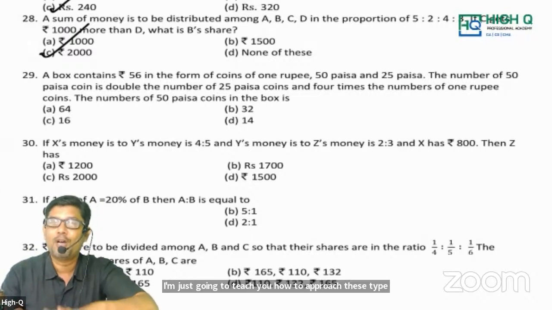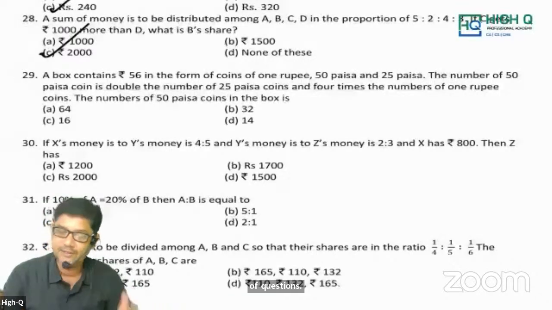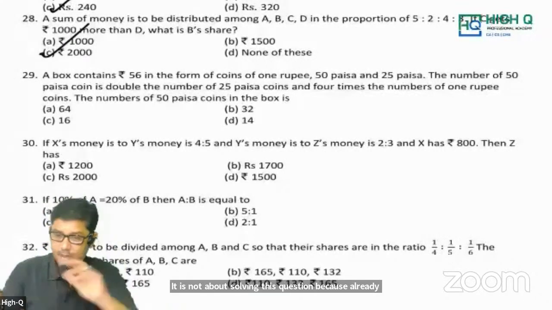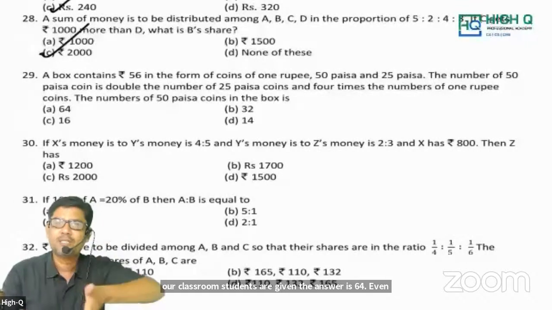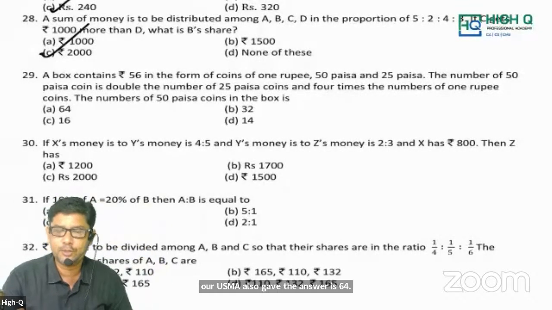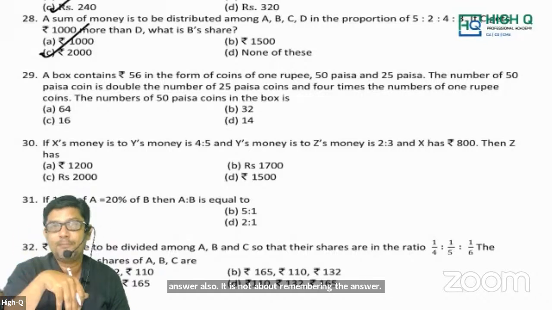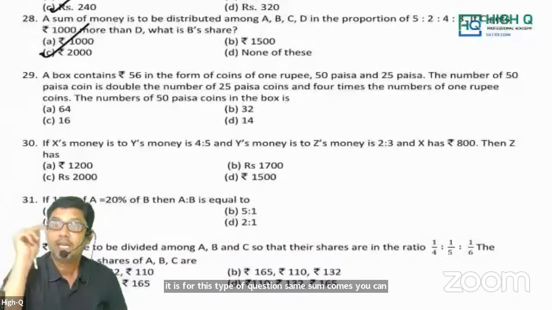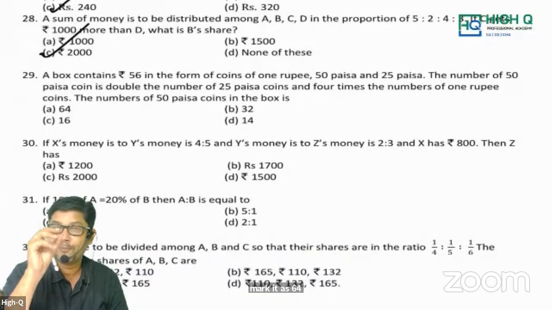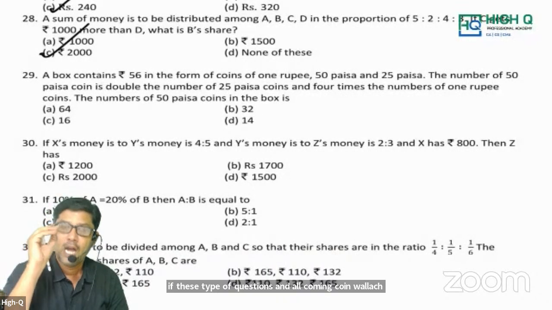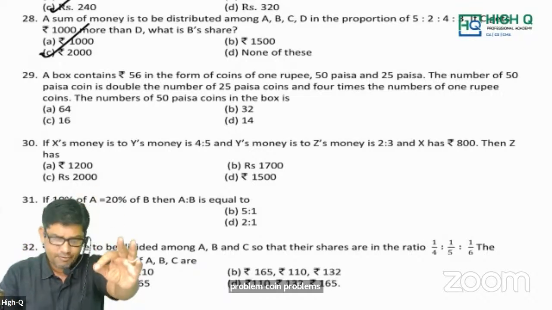It is not about solving this question because already our classroom students have given the answer as 64. Even our Uzma also gave the answer as 64 because it's a standard question. Everyone remembers the answer also. But it is not about remembering the answer. If the same sum comes, you can mark it as 64. For coin problems, how to approach, I'll tell you, my dear, please follow this strictly.